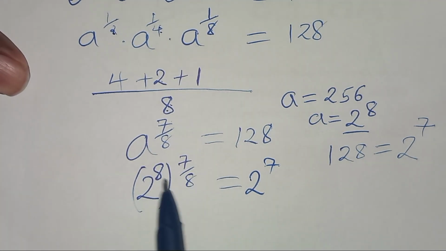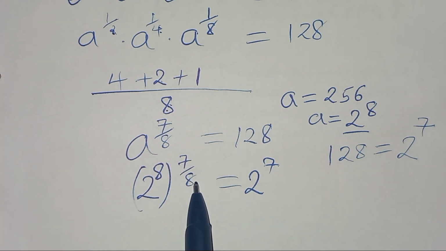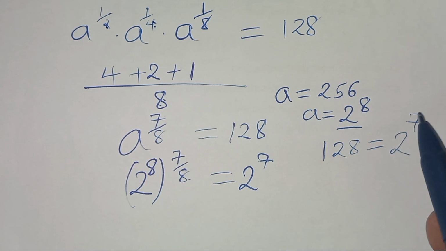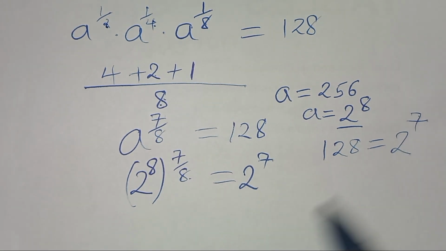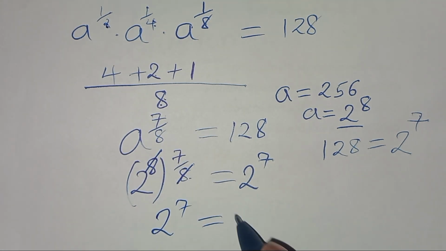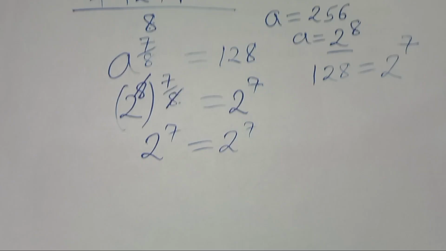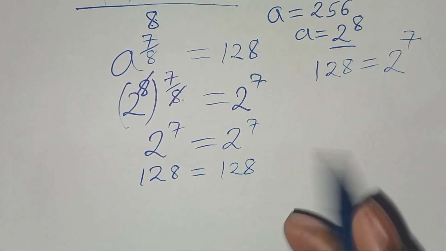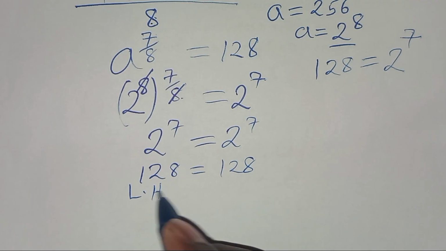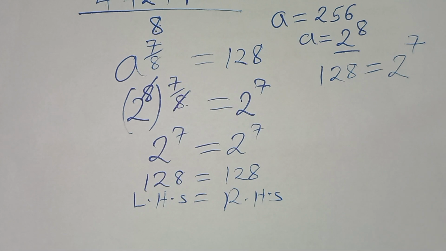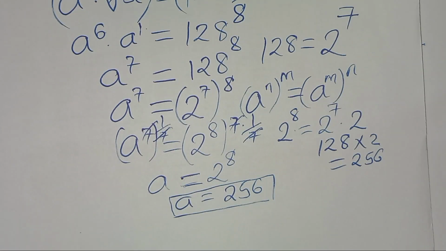Now we can simplify here, so that 2 to power 7 is equal to 2 to power 7. And 2 to power 7 is 128, which is equal to 128. That means the left-hand side is equal to the right-hand side. And that proves that the value of a, which is 256, actually satisfies the equation.